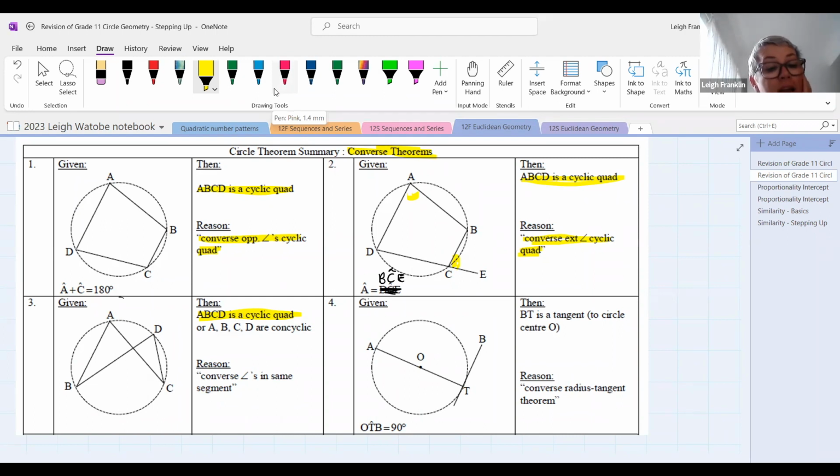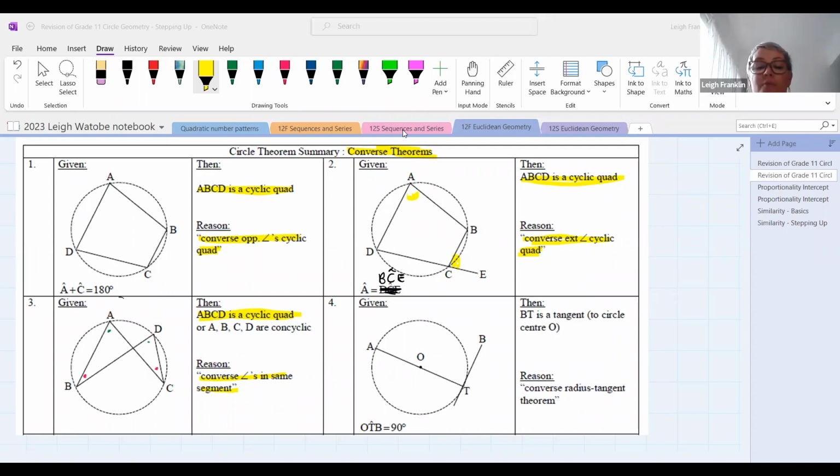All right, so if A, B, C, D is cyclic, or A, B, and D are concyclic, or you are able to prove that angle B is equal to angle C, or you are able to prove that angle A is equal to angle D, you can prove that A, B, C, D is cyclic, and our reason for this is converse angles in the same segment. Okay, so those are three very important things.